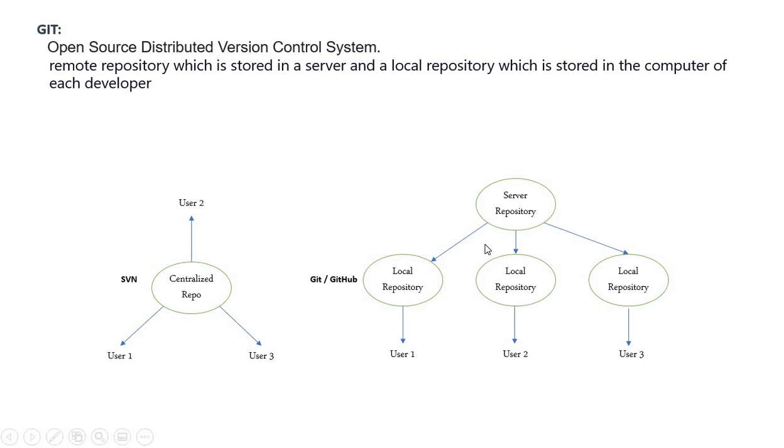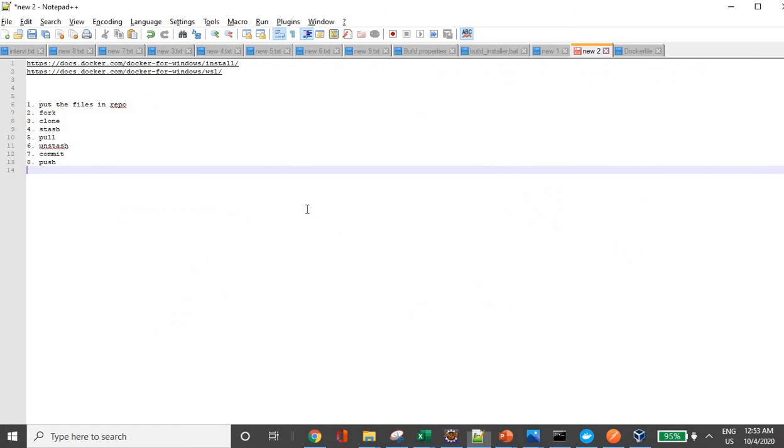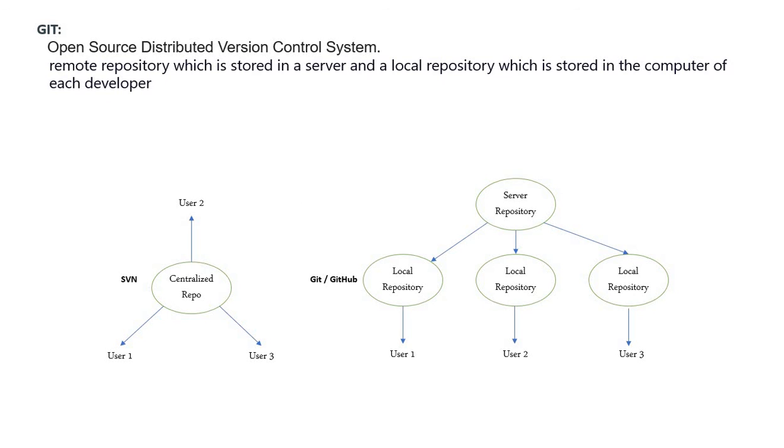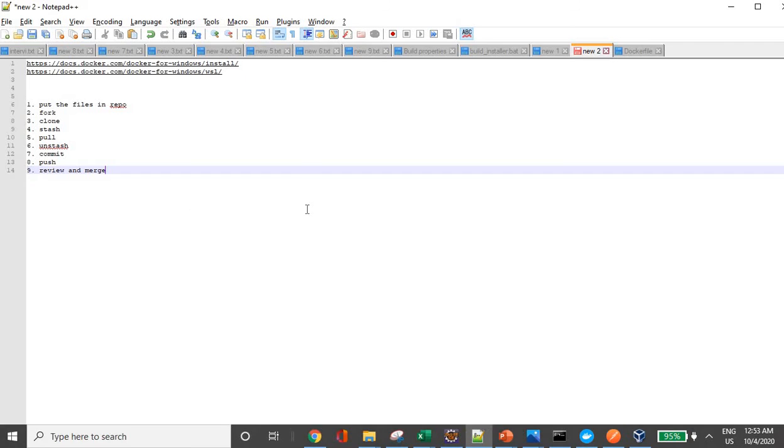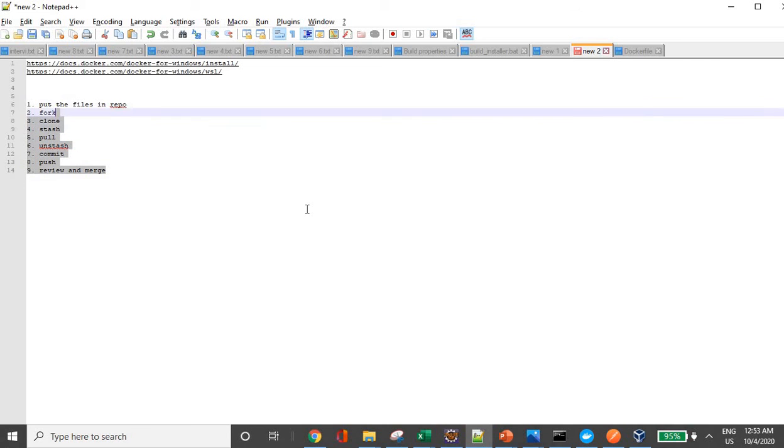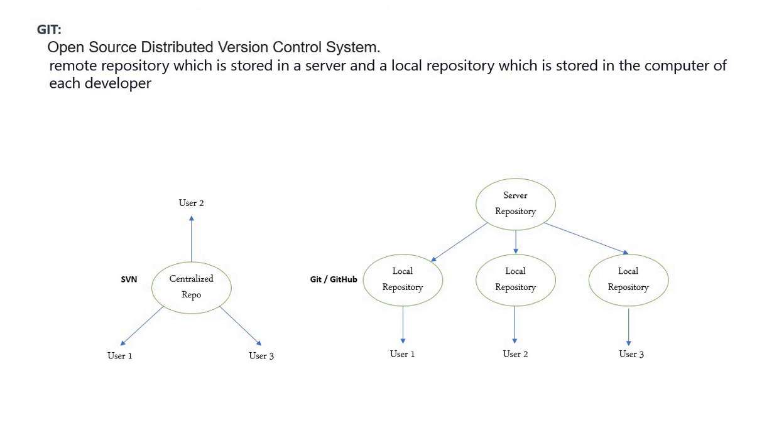Generally, projects don't allow the developer to directly go and check in the file. Generally it goes to some approver who will review all your changes and merge the files to the server repository. So the last step is review and merge. So these are the different steps we have to follow to put the files.